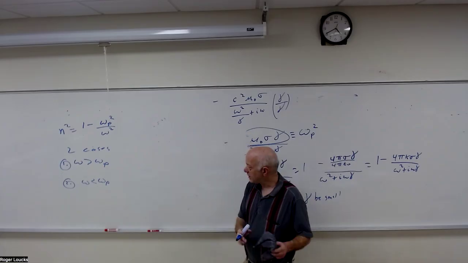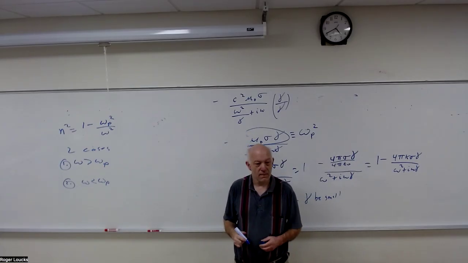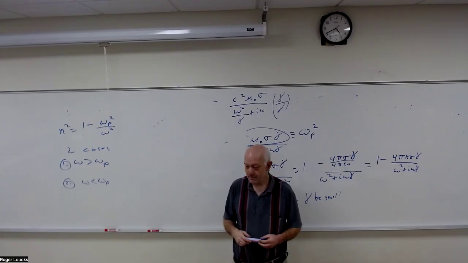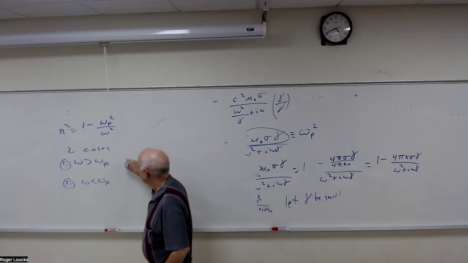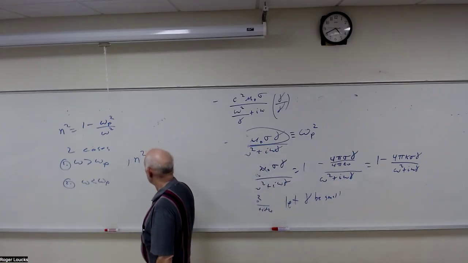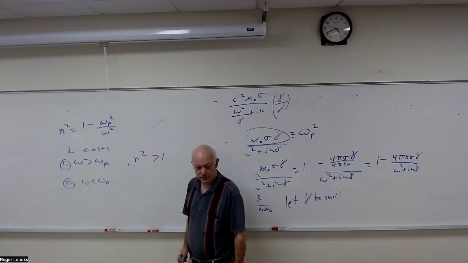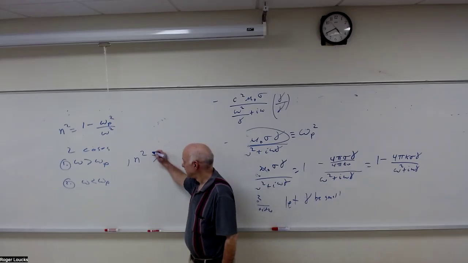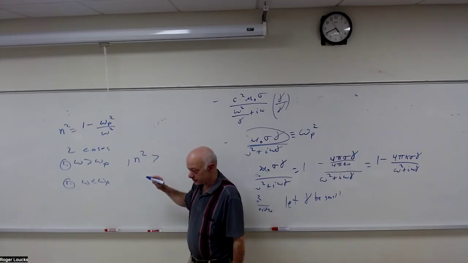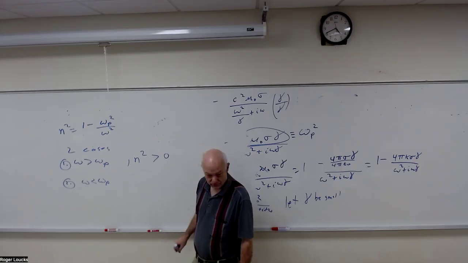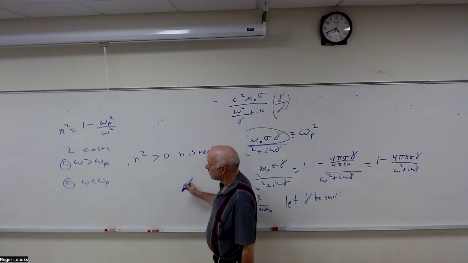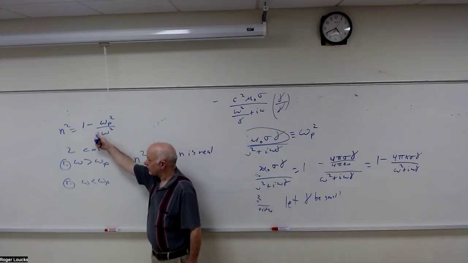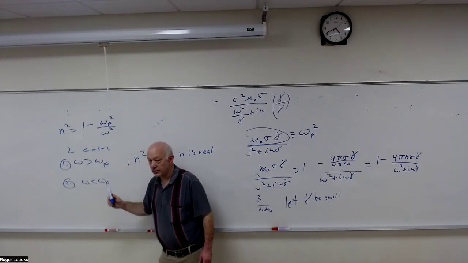So what happens if omega is greater than omega p? Your n squared is less than 1, but it's real. It's greater than 0. So in other words, n is real, because this term here is greater than this, so this is actually going to be less than 1. So this is going to be something real.